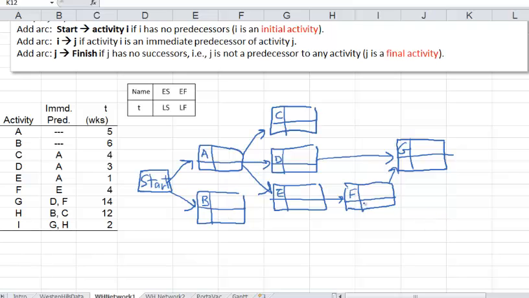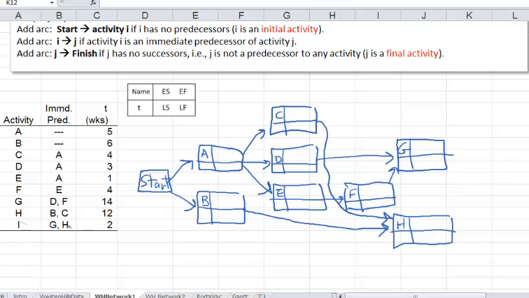So B and C, let's say, suppose I put H right about here, and then have an arc going from B to H, and then from C is going to eventually go to H. Okay. Now the last one, I, has two predecessors, G and H. So we have arcs going to I. Okay, G to I and H to I.